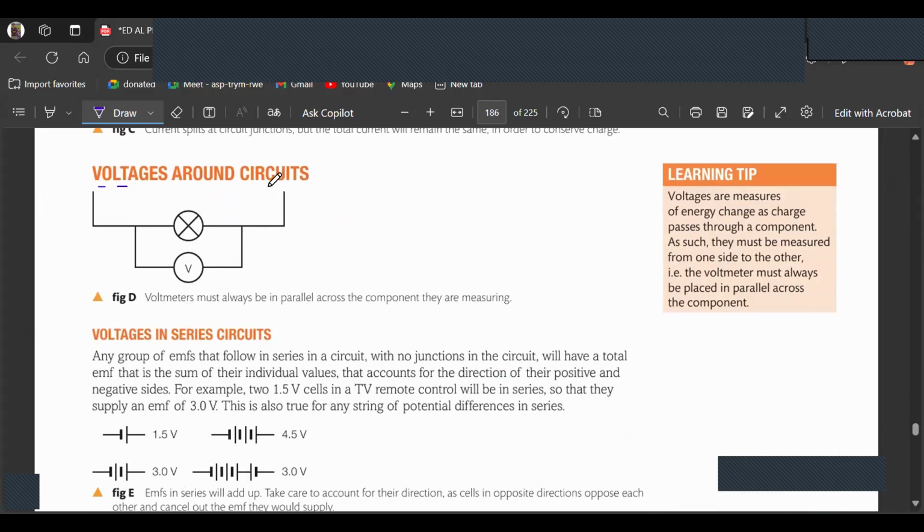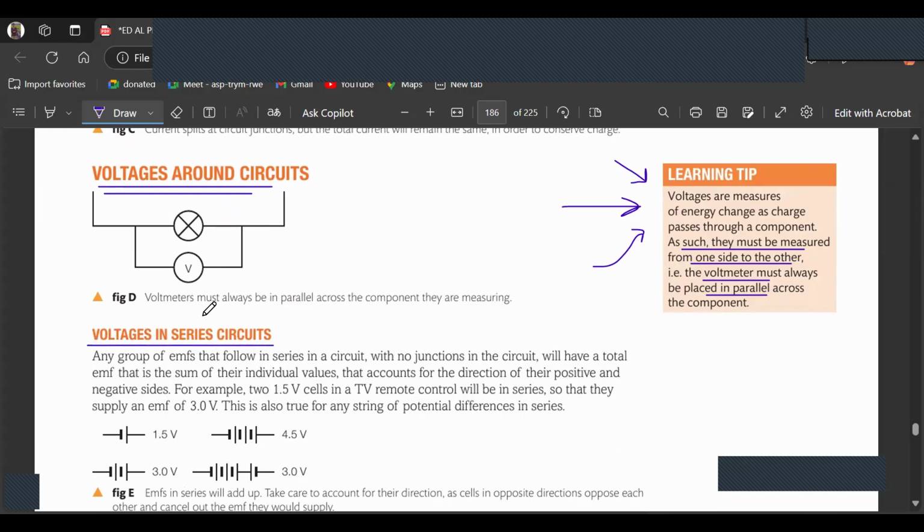And if you need to talk about the voltages around the circuit, voltage का opposite scene होता है. Voltages are the measure of energy changes as the charge passes through a component. As such, they must be measured from one side to the other. For example, the voltmeter must always be placed in parallel across a component as well.